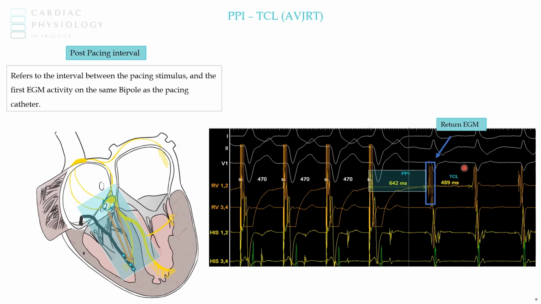And so if we remove the tachycardia cycle length from this post-pacing interval, we remove this part and we're left with how long it took for our pace stimulus to go to the circuit and come back again. And we're left with some number. If that number is more than 115 milliseconds, it says that our RV catheter is far away from the circuit and therefore in keeping with AVJRT. And if we get a number that's less than 115 milliseconds, this is in keeping with AVRT, because it tells us that our RV catheter is fairly close to the tachycardia circuit.